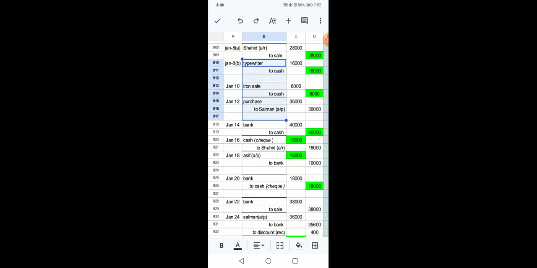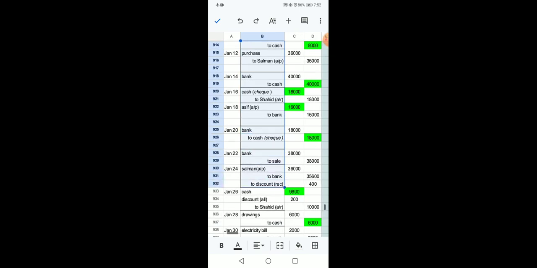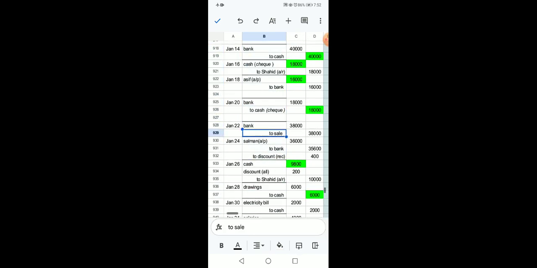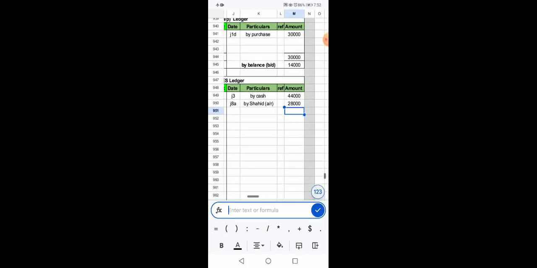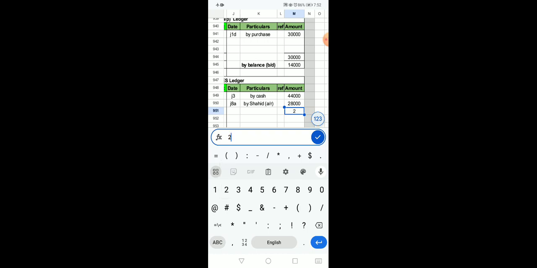Okay, we have seen sales over here. So sale has arrived again on January 22. Sale is credited by 38,000. We will go to the credit side of the ledger and write 38,000 in the amount column.